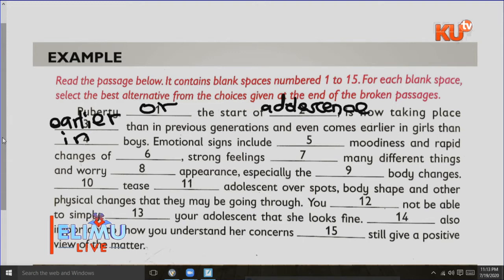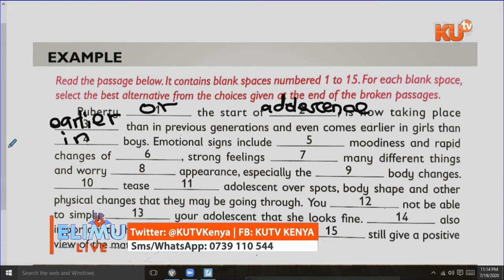That informs your choice for earlier in question 3. In girls, in boys. The preposition accompanying that subject there. Emotional signs include dash, moodiness, and rapid changes. Emotional signs include, then you're given the choices, which are a colon, a semicolon, a full stop, and a question mark. So emotional signs include dash, moodiness, and rapid changes of dash, strong feelings, dash, many different things, and worry.